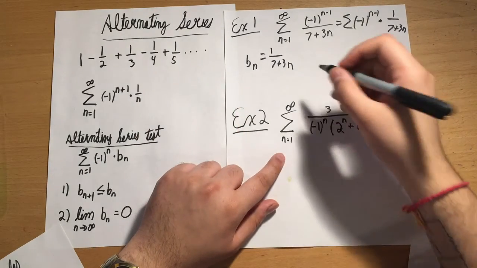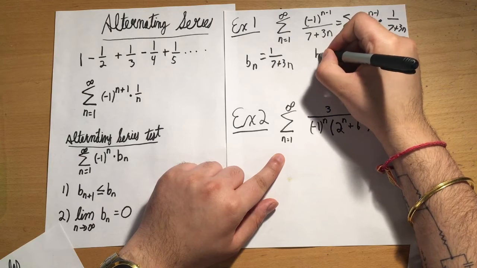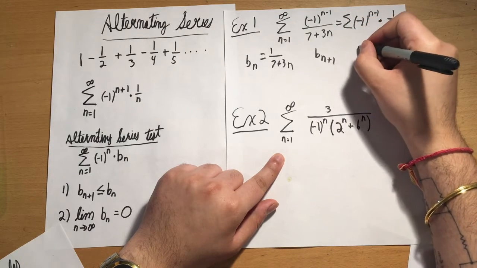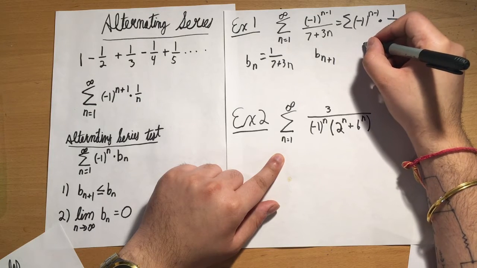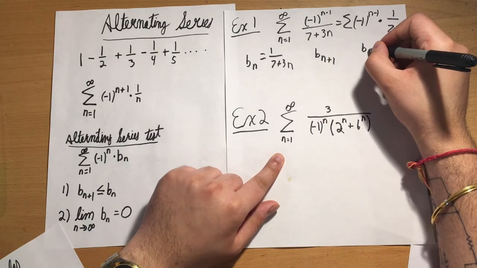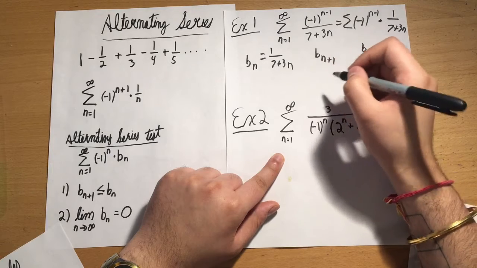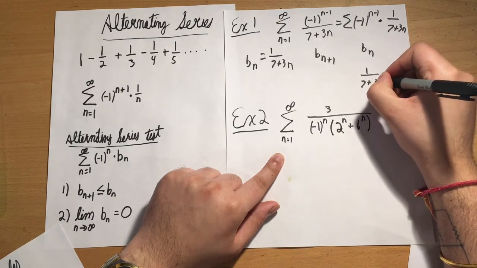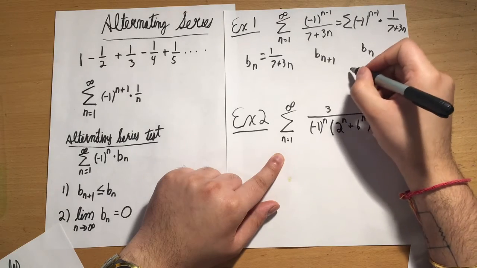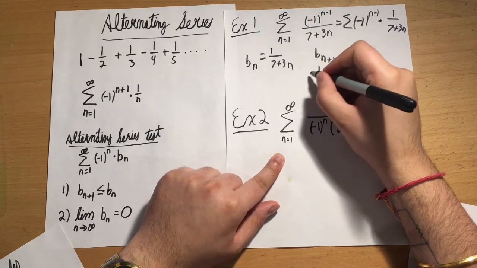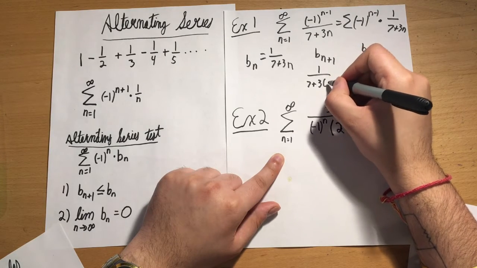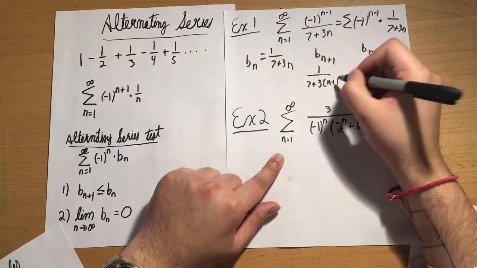I have to show what b of n is and what b of n plus 1 is and their relationship to each other. In general, b of n will always be 1 over 7 plus 3n, and b of n plus 1 will be 1 over 7 plus 3 times n plus 1.